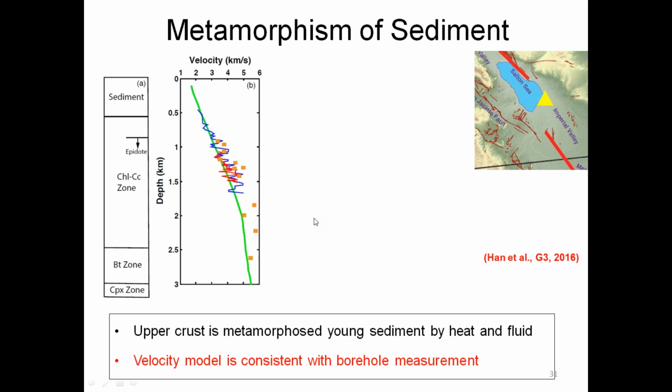We also compare our velocity model with the borehole measurement. The green line is from this study, and the blue line is the vertical seismic profile. The red line is sonic waveform logs, and the orange squares are measurements on rock samples. As you can see, our velocity model is consistent with the borehole measurement.